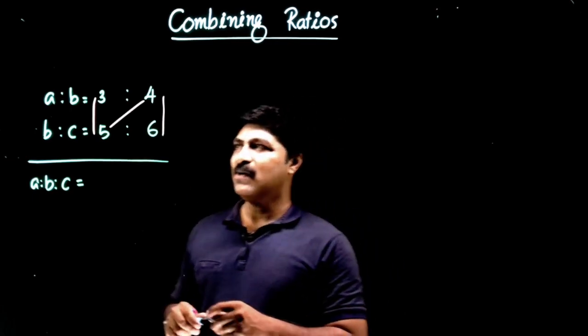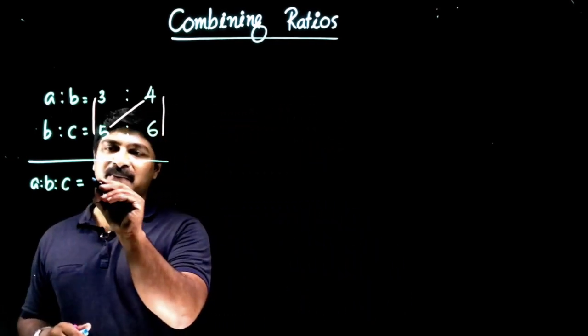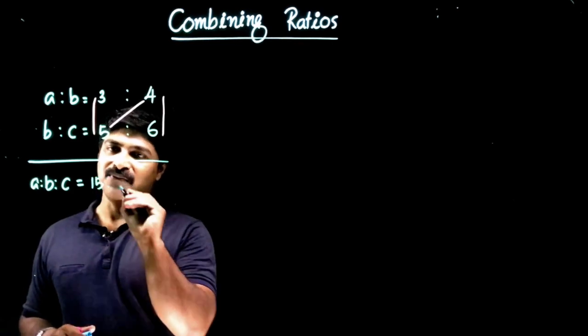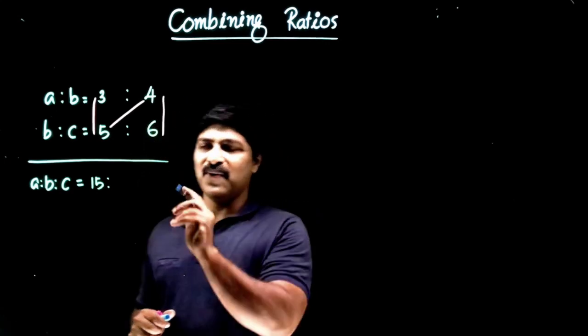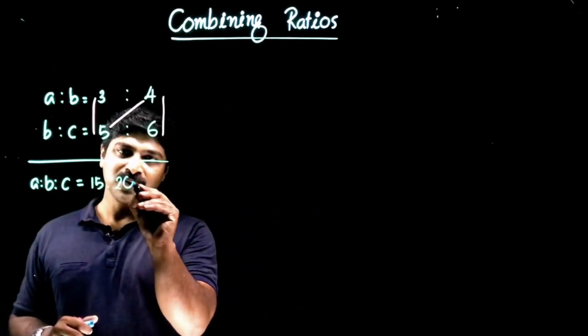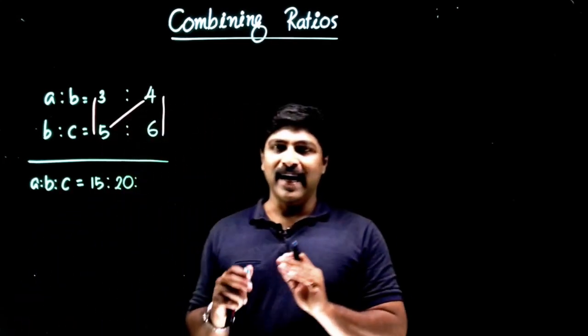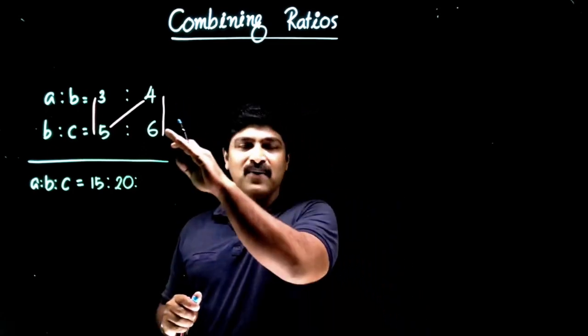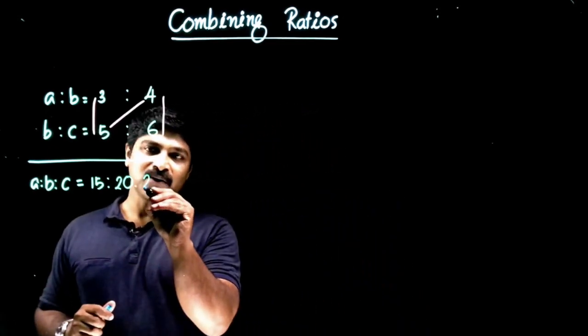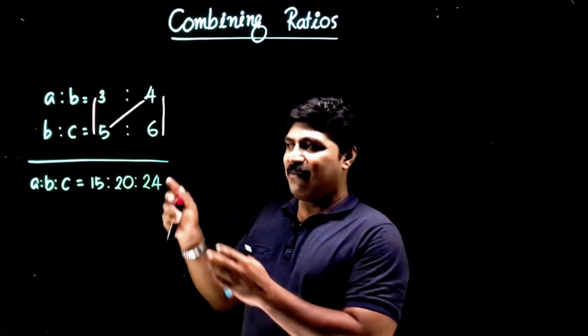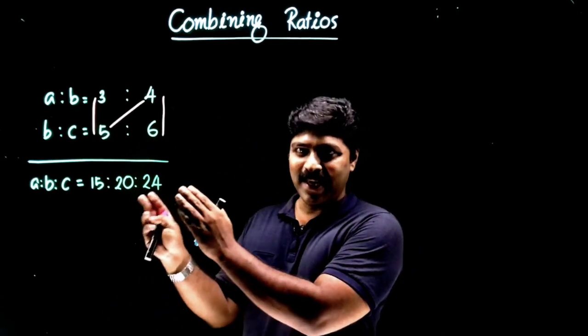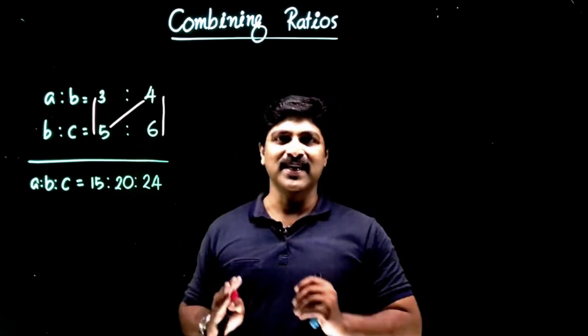So how can we conclude? 3 into 5 is equal to 15. The second value, 5 into 4, is equal to 20. And the third value, 4 into 6, is equal to 24. Got it? So simply we got the answer. What is A is to B is to C?